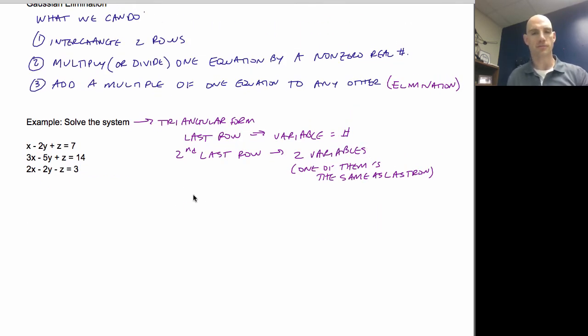Two variables, and my third to last row, three variables, okay, and up and up and up. It's going to keep going up and up from there. But this is going to be our basic framework for what we're going to do here. So how do we do it? How do we get to this point?